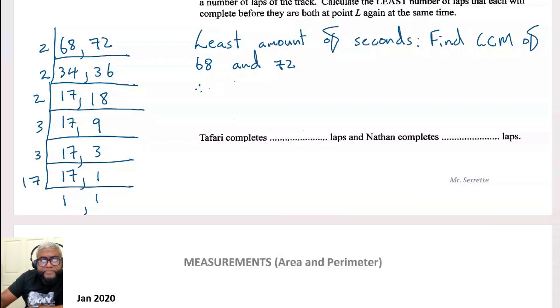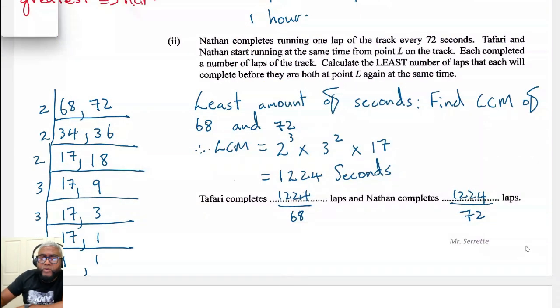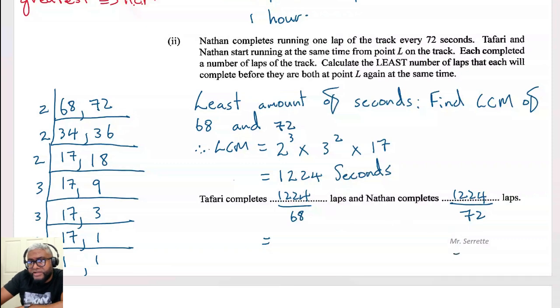So therefore, LCM would be equal to 2 to the third power, because it's 2 multiplied by itself 3 times, multiplied by 3 to the second power, multiplied by 17. So what would my LCM here be, anybody? Work it out for me. Then work out the number of laps that each one took to reach back at the same point.